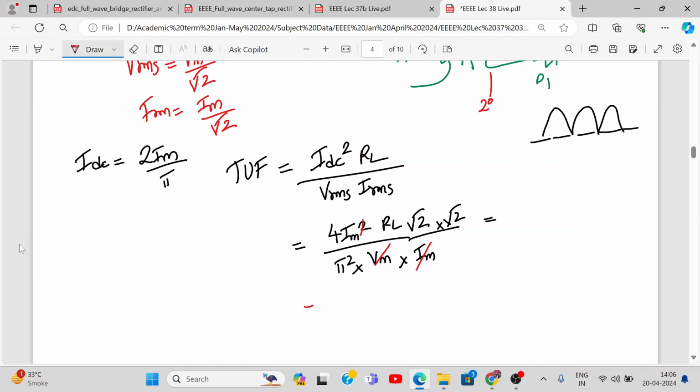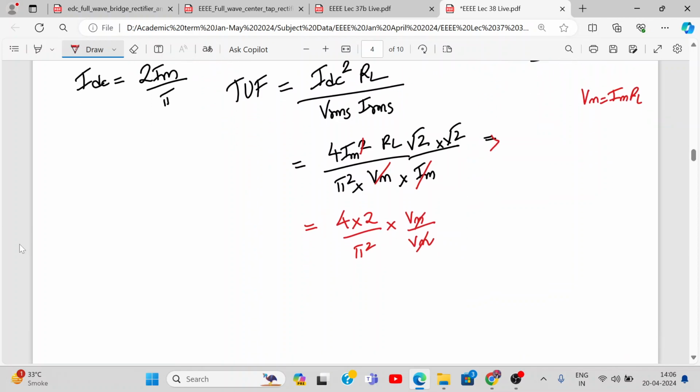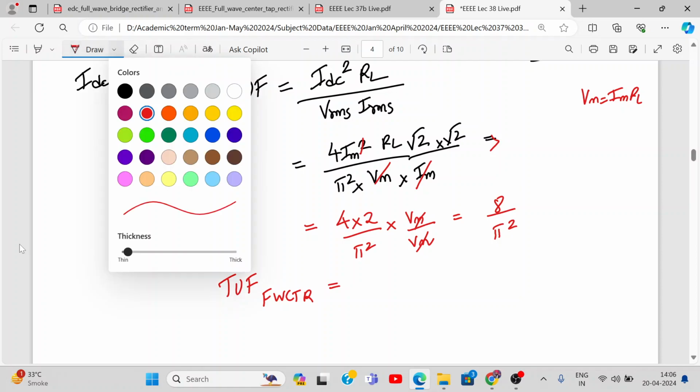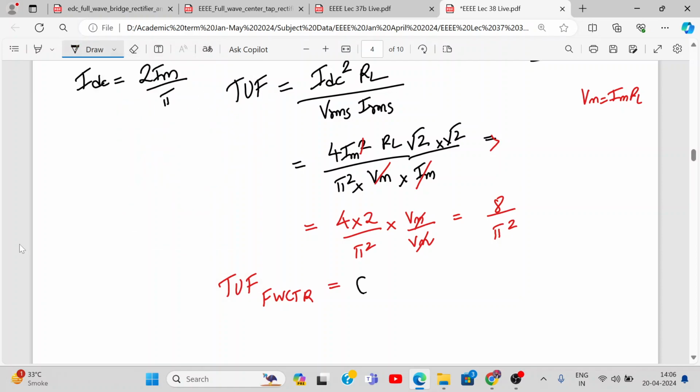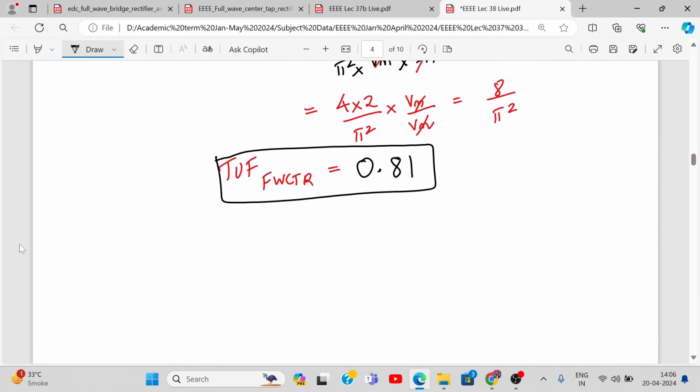Let me just write this again. So it will be 4 into 2 by pi square into Vm upon Vm, because Vm is Im into RL. So Vm gets cancelled out. So what is TUF for this rectifier? How much is it? 8 by pi square. Can someone calculate this? How much is it? 0.81? Please, can you check? It should be close to 0.81. Is this correct?